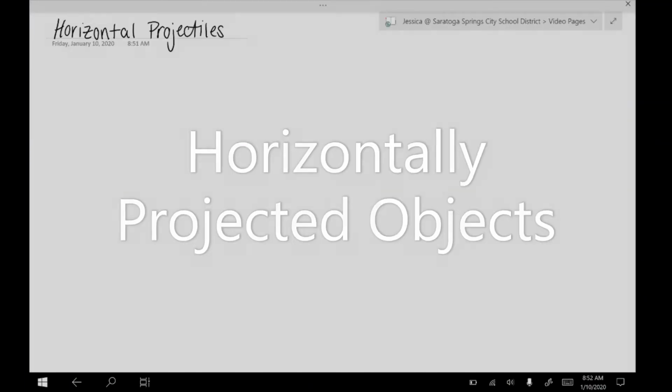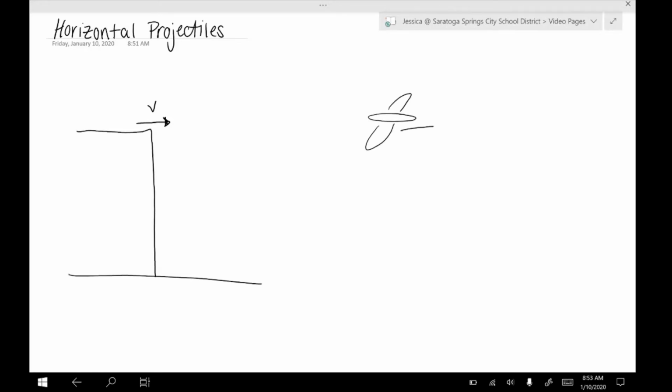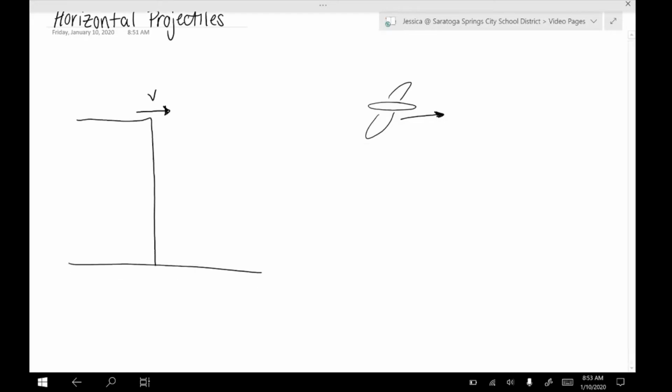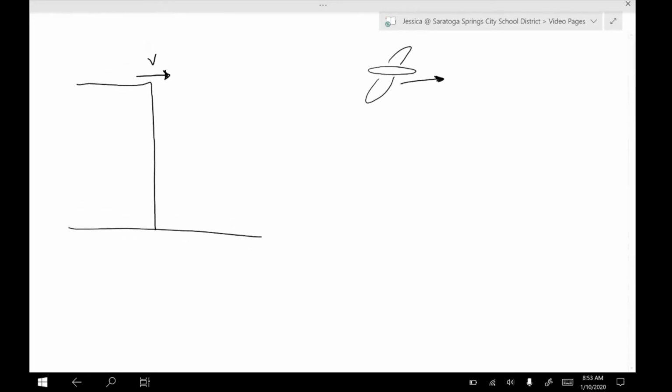This video is going to be on objects that are horizontally projected. Horizontally projected objects can either be objects that are, let's say, launched horizontally off of a cliff, or they can even be considered objects launched from planes flying at specific velocities.